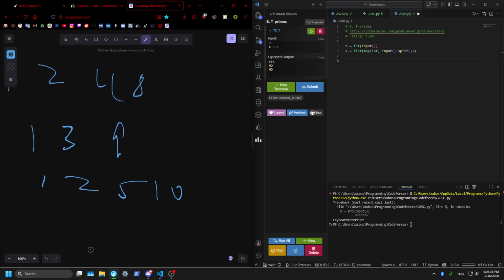So if it's a multiple of 2, it's auto no, right? Unless it's 4. If it's a multiple of 2, it's at least 4, because it's 1 itself, and then 2 times the multiple. So that cuts out all the even numbers. Even numbers can't be T-prime unless it's 4.